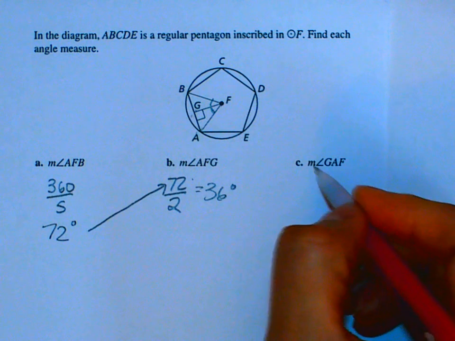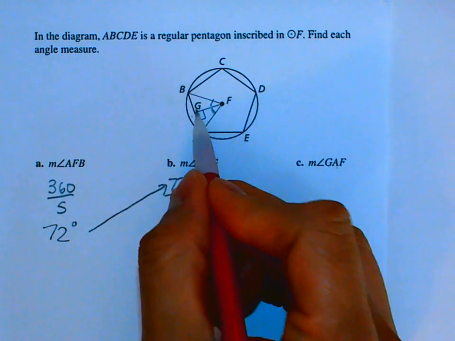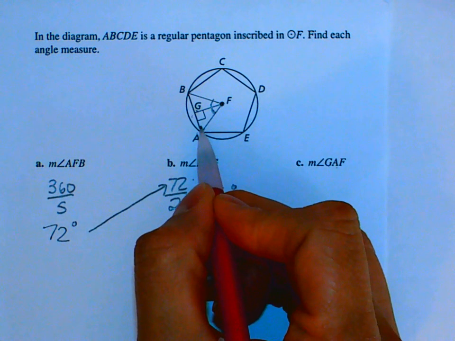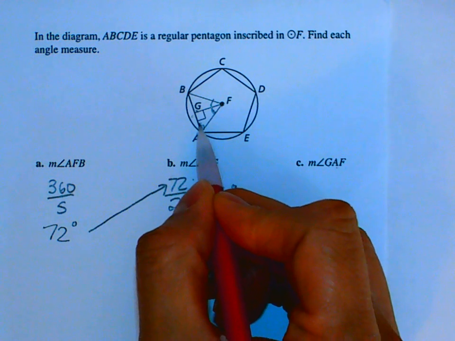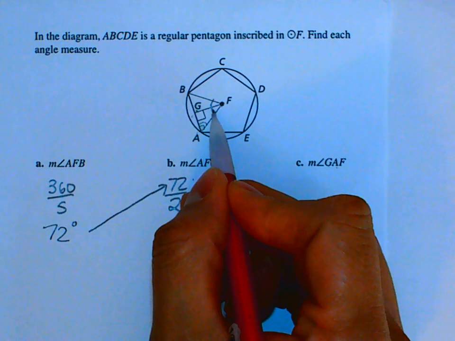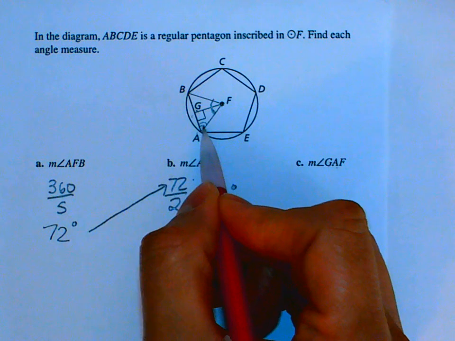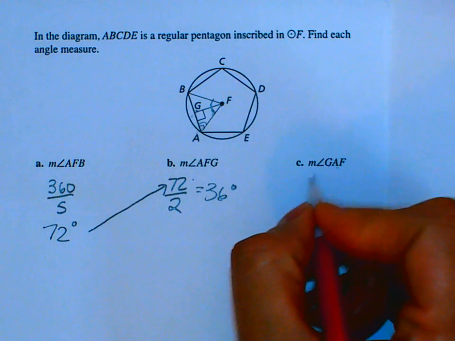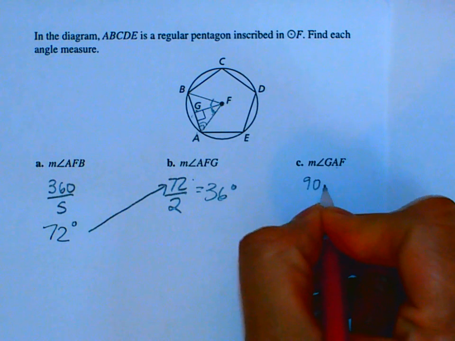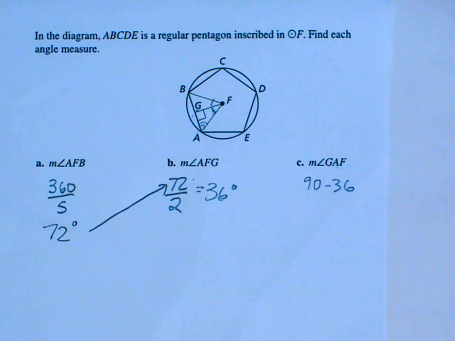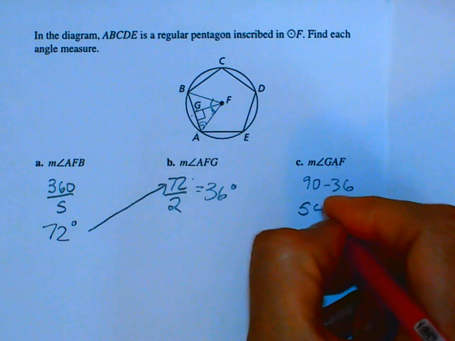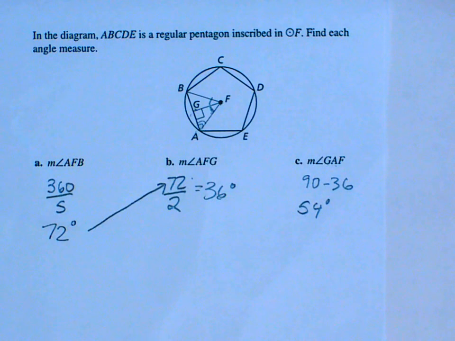Now the next one is angle GAF. GAF, that's this one right here. Now this angle, if you remember, it's complementary to this angle, and this angle happens to be 36 degrees. So in order to figure that out, you have to do 90 minus 36 degrees. So when you do that, that's going to give me 54 degrees. Sometimes you're going to be using that angle rather than using this angle.